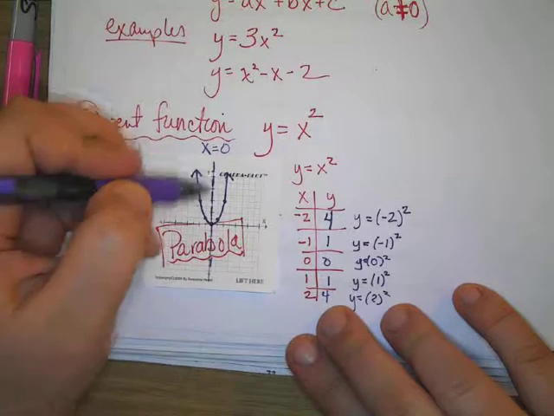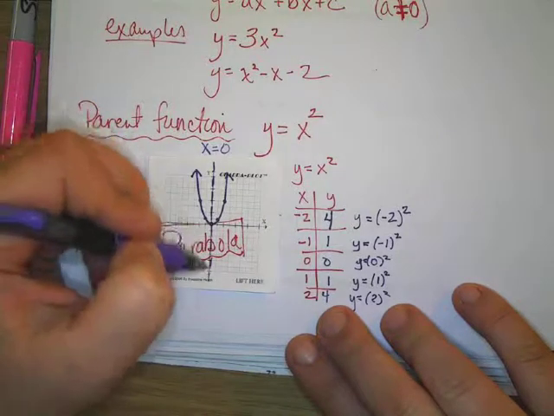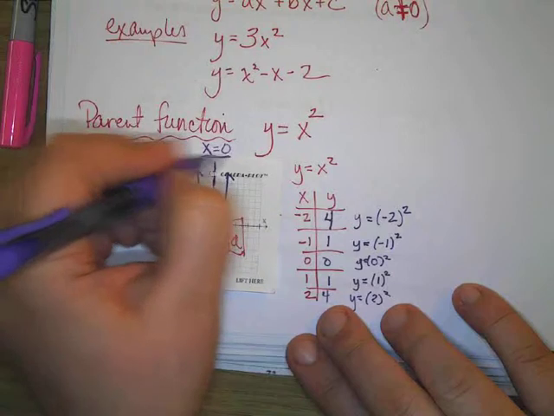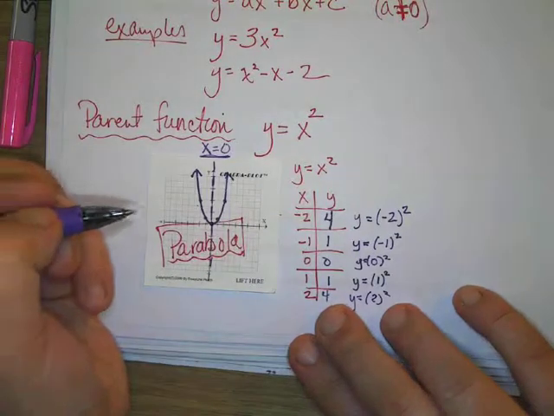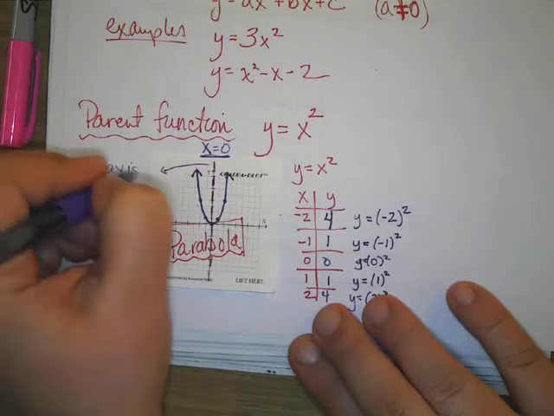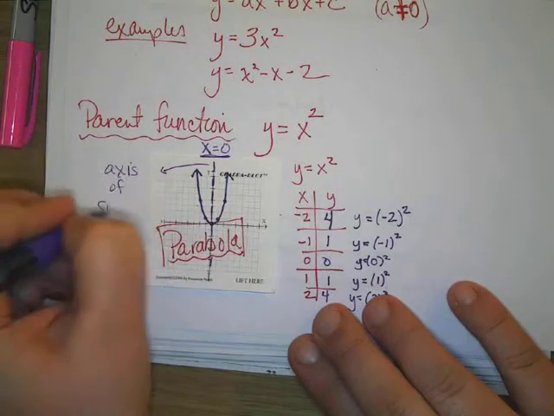So on your graph, I want you to draw a dotted line along the y-axis. And right above it, write the equation x equals 0, because that's that line. And this is called the axis of symmetry.